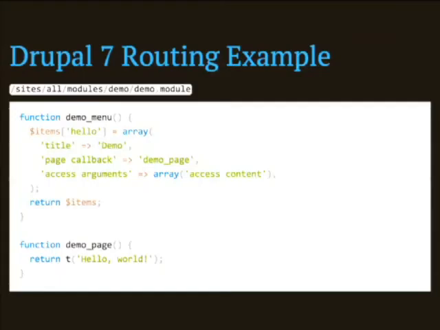So if we look at how we did routing in Drupal 7, this was really kind of an abomination. Hook menu. So in this case, we were calling a function called hook_menu, which sat in our .module file. And we did quite a bit of things here. We set up the actual route as hello. We set the page title. We set a callback to another anonymous function. And then we also set some access arguments.